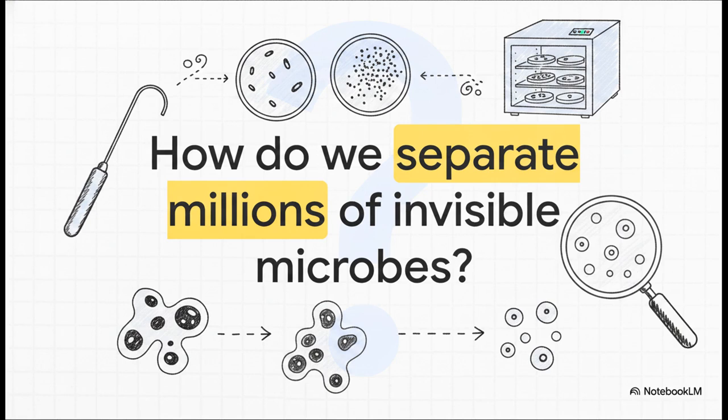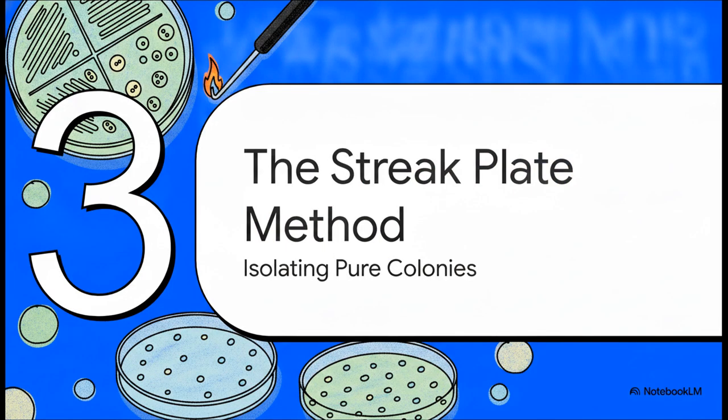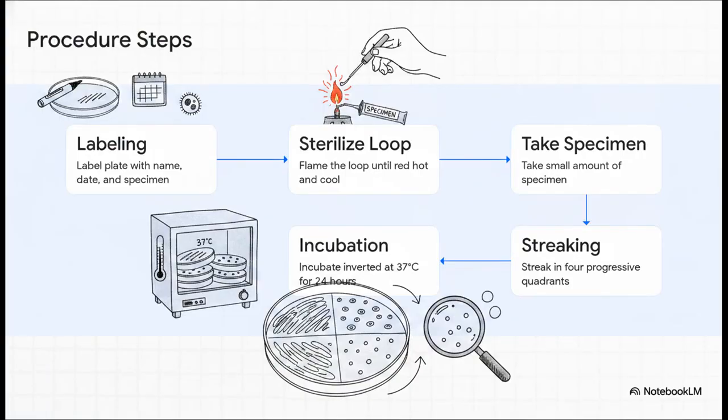Okay, so we've got our wire loop, our agar plates, our incubator, but here is the real puzzle. How do we actually use these tools to separate millions of completely invisible microbes from one another? How do we make the invisible visible? Let's answer that in Section 3, the streak plate method. Now, while there are other techniques out there, like the spread or pour plate methods, the streak plate is pretty much the gold standard for isolating pure colonies.